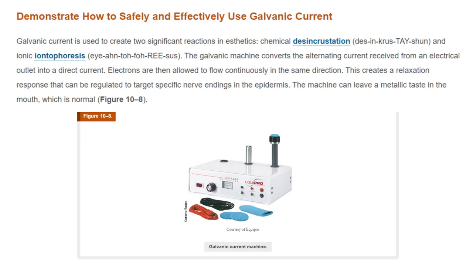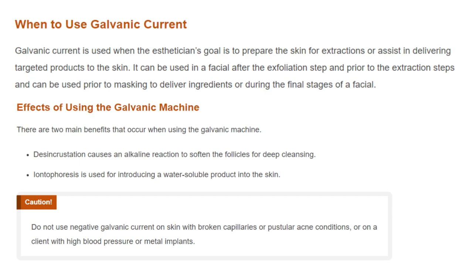The machine can leave a metallic taste in the mouth, which is normal. Figure 10.8. Galvanic current machine. When to use galvanic current. Galvanic current is used when the esthetician's goal is to prepare the skin for extractions or assist in delivering targeted products to the skin. It can be used in a facial after the exfoliation step and prior to the extraction steps, and can be used prior to masking to deliver ingredients or during the final stages of a facial.